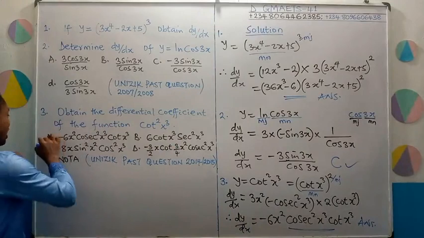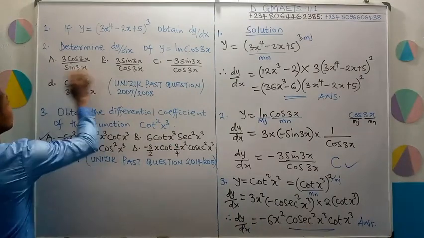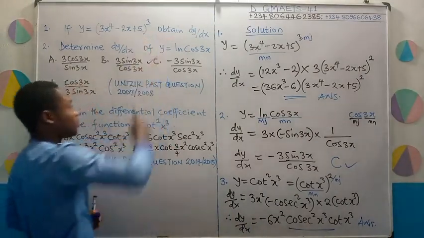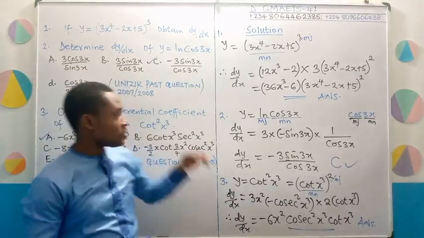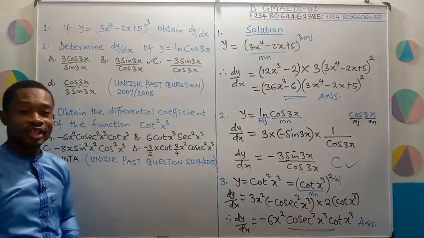Is that okay? So I'm going to take that here. This question 2 is option C. Questions number 2 and 3 are UNISIC past questions like you see here on the board.